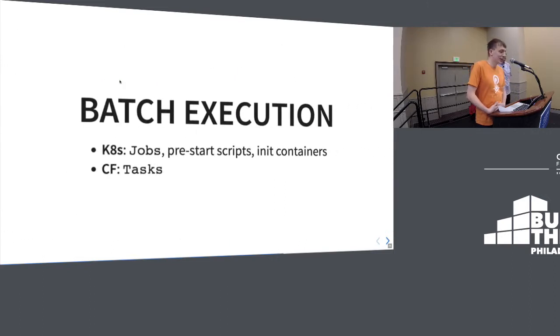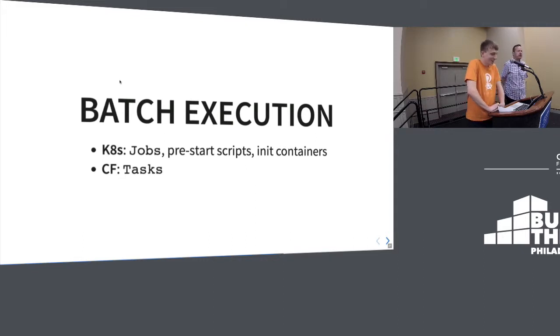Yeah, and then the other concept is batch execution. So if you want to execute some single run script, again, so many choices in Kubernetes. So you can use jobs, which will just run a container with the script, or you can use a pre-start script, which will start something before your main application starts, or you can use an init container, which will start before your pod starts. So many choices. What about Cloud Foundry?